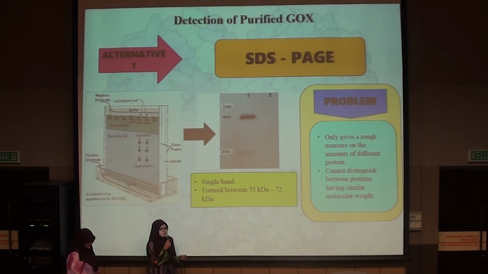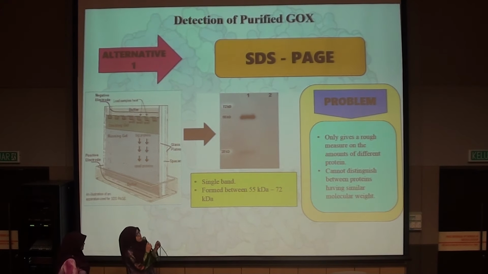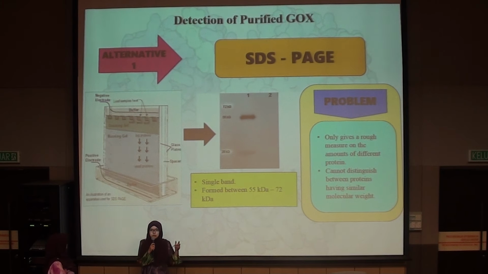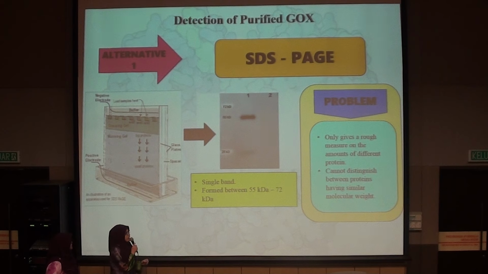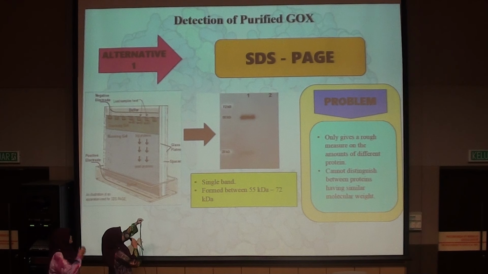Next, we proceed. After we have purified the protein, how do we know the protein is our targeted protein? First, we can run SDS-PAGE, because it can separate proteins on the basis of molecular weight. If our protein is purified, we will get a single band, and in our case it is glucose oxidase with a molar mass of 65 kilodalton. So we will get a single band between 55 and 70 kilodalton.